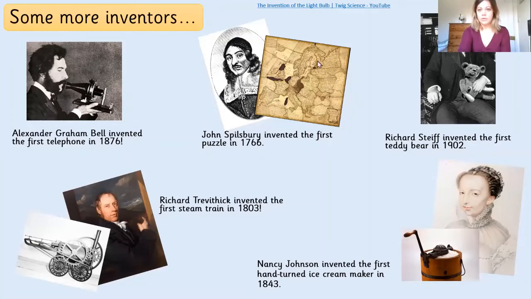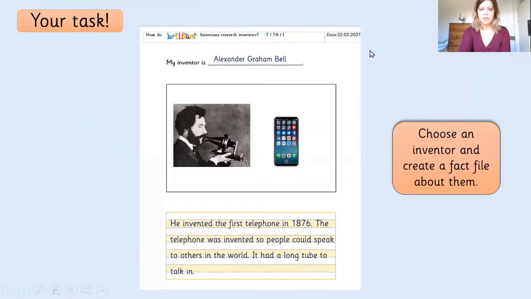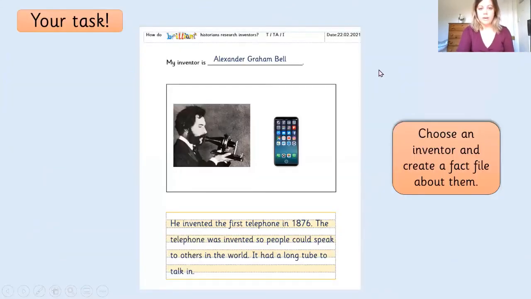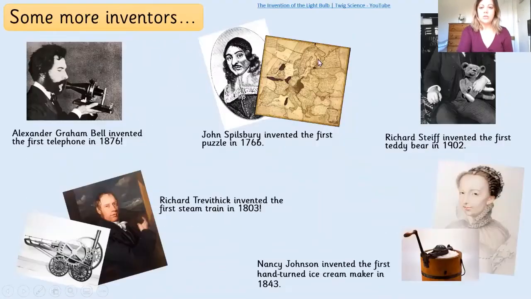So let's move on to our task now and have a look at what we'll be doing. So you need to choose one of the inventors that we've talked about. So if we go back to this screen here, you could talk about Thomas Edison and the light bulb, or you could talk about Alexander Graham Bell and the telephone. You might even want to talk about Nancy Johnson and her ice cream maker. Okay, so you've got all of these ones on this screen here to help you.